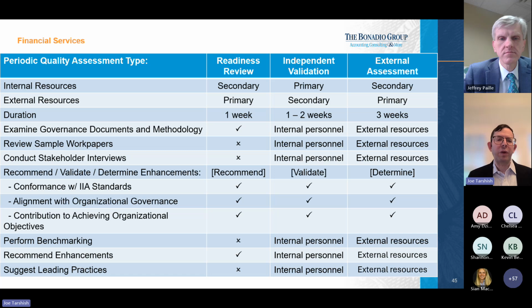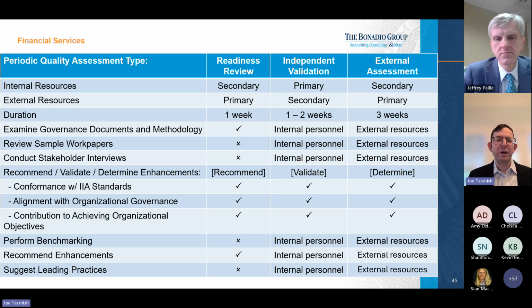And then we talk about various aspects of a review, examining governance documents and methodology. This is done across all of these types of reviews. With the independent validation, your folks do that. With the external assessment, the outside assessor does it. Same with reviewing sample work papers, and same with conducting stakeholder interviews. With an independent validation, your folks do that. With the external assessment, the outside person does it.